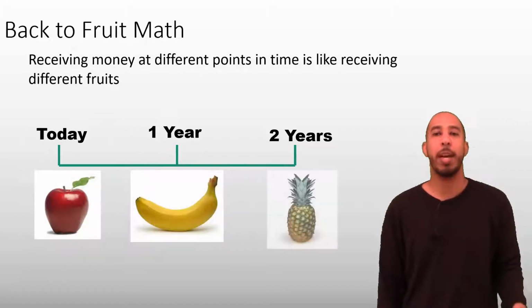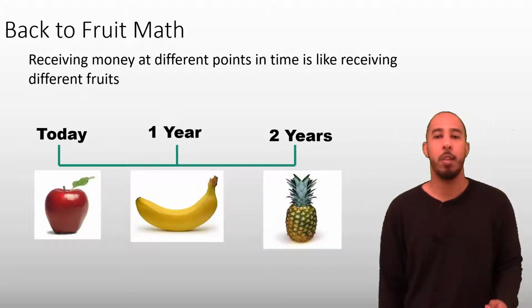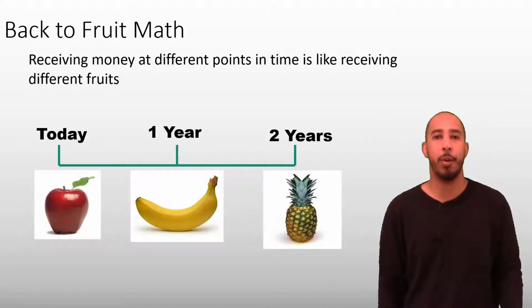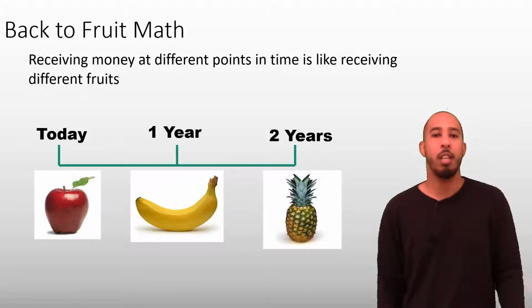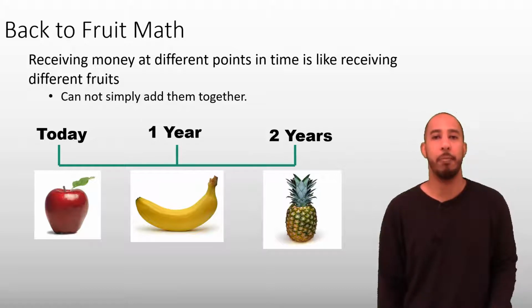Let's go back to our fruits. We should be treating money at different points in time, just like you're receiving different fruits. Instead of getting 3 apples, you get an apple today, a banana next year, and a pineapple the following year. Try to add those up. You would have 3 of what at the end? Well, you wouldn't have 3 of anything in particular. You wouldn't have 3 apples or 3 bananas. You would have 3 completely different things. So you can't simply add them together.